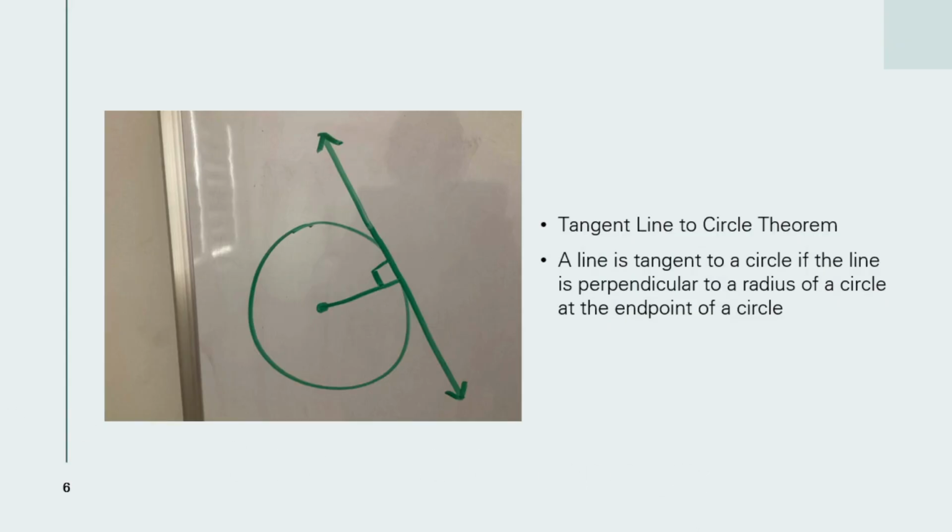Tangent line to circle theorem. A line is tangent to a circle if the line is perpendicular to a radius of the circle at the endpoint of the radius. So if this line is perpendicular to the radius, so we have our center, it connects to any point on the circle, so this part is our radius here, and this line is tangent to the circle because these 2 lines are perpendicular. That's why they also make a 90-degree angle, because they're perpendicular.